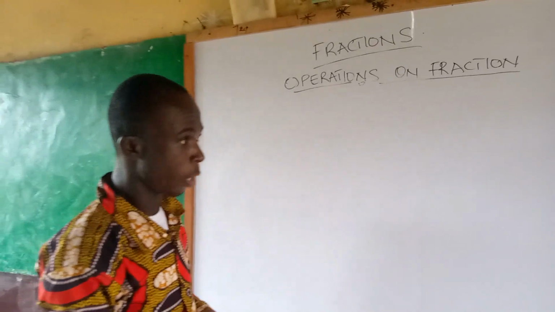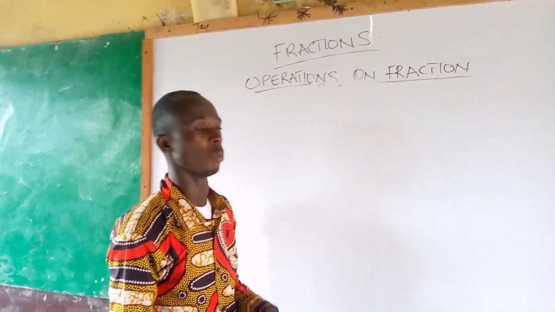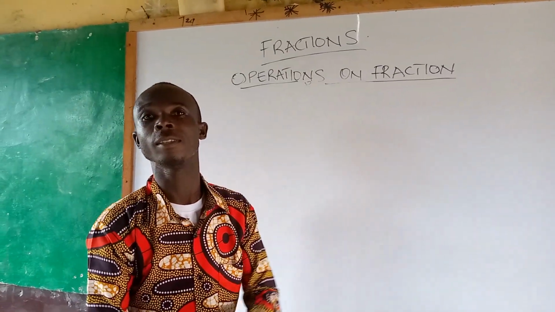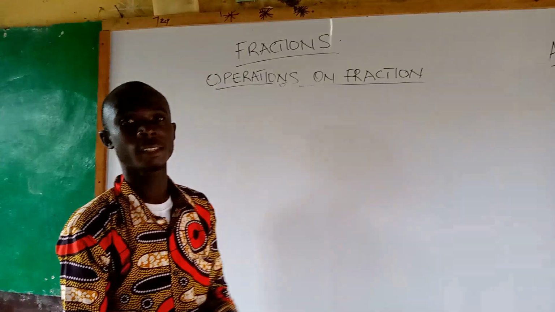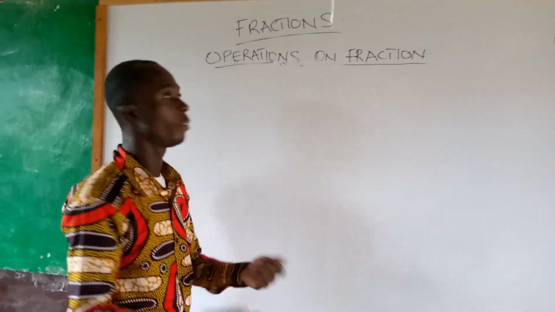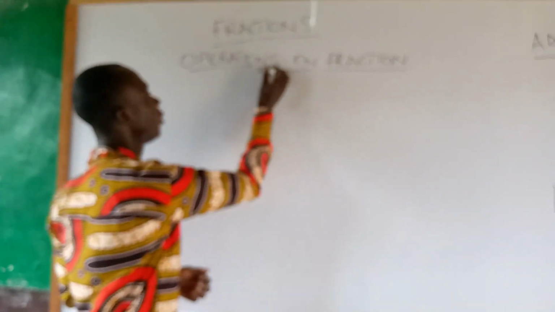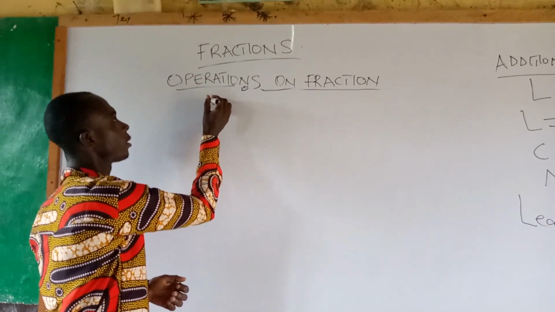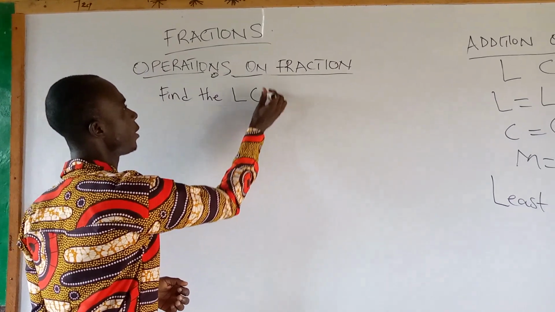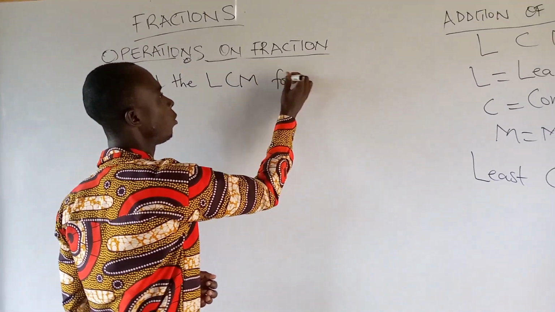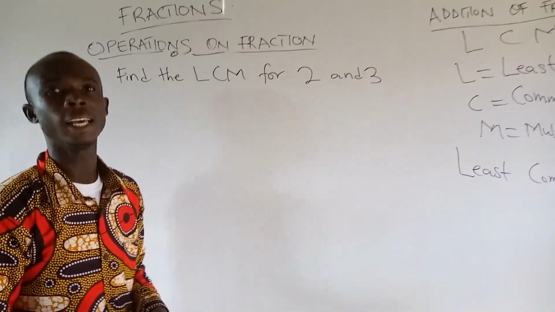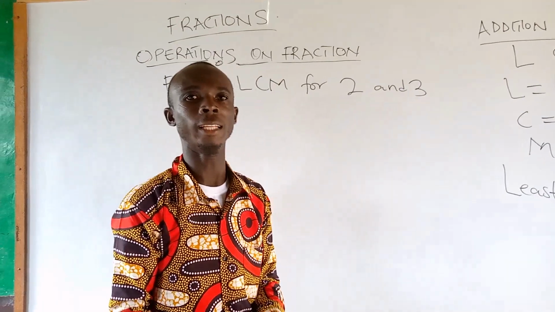Let's see how we find the least common multiple, so that when we start with the main questions it becomes simple. For example, if I give you these two numbers, find the LCM for 2 and 3.